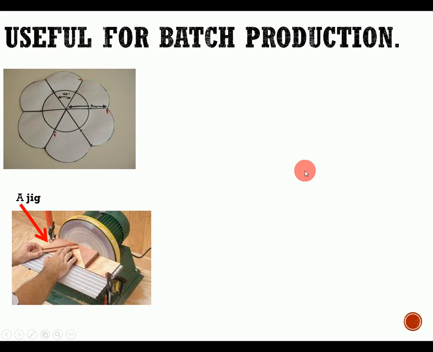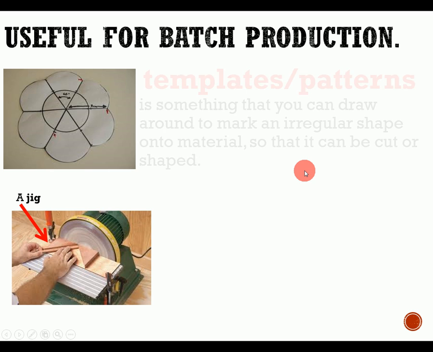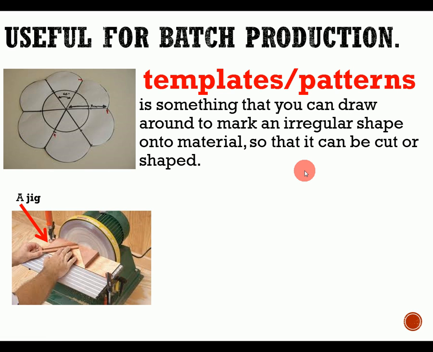Two things that are useful for batch production are templates and patterns. A template is something you draw around to mark an irregular shape onto material so that it can be cut or shaped. So these are templates.